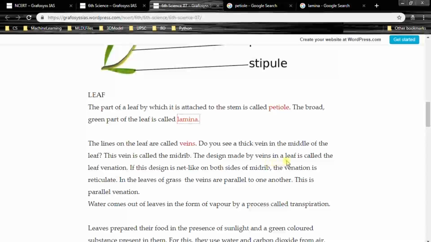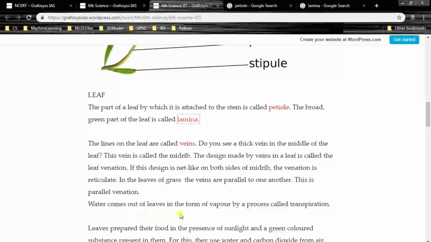The design made by veins in a leaf is called the leaf venation. So design made by veins. If this design is net-like on both sides of the midrib, the venation is reticulate. In the leaves of grass, the veins are parallel to one another. This is parallel venation. So if design is net-like on both sides of the midrib, then the venation is reticulate. If it is net-like, reticulate. If it is parallel, parallel venation.